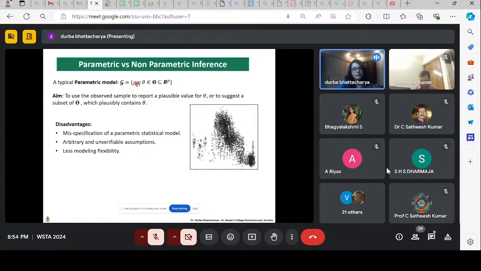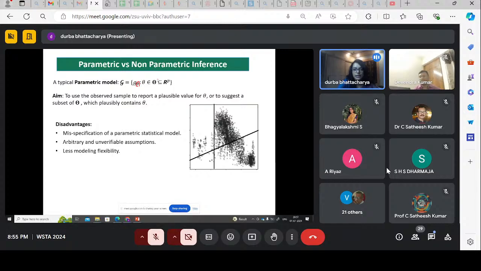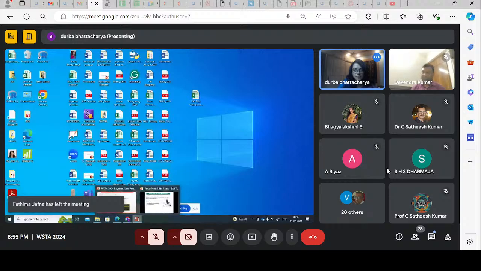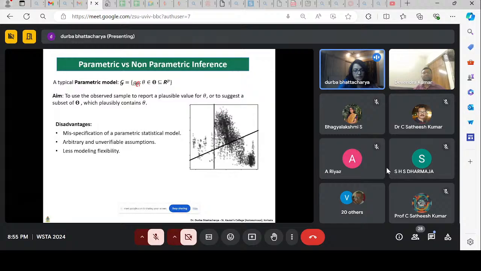The problem with parametric methods is that we end up with very strict functional assumptions on the model, which might lead to misspecification of the statistical model. For example, consider this panel on the right-hand side. If we want to model this data using a strict functional form, then we might miss what is happening at this corner, or if we want to model this part of the data.